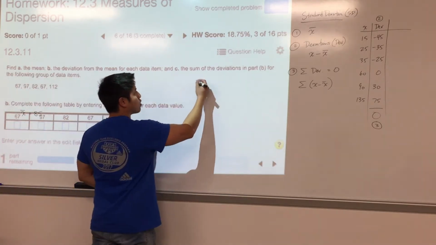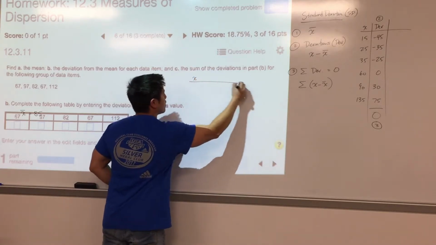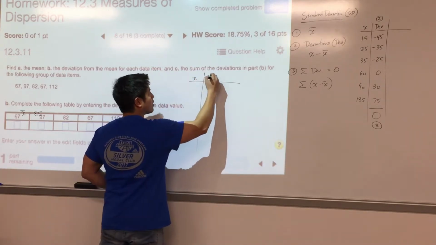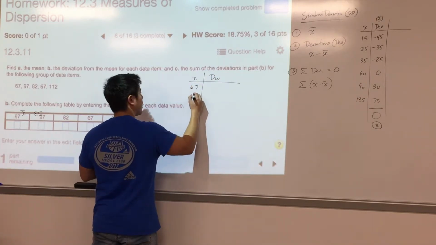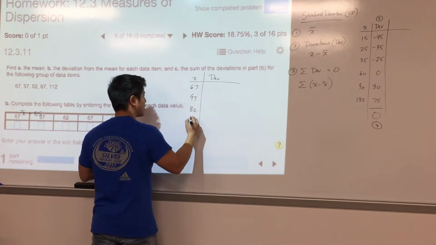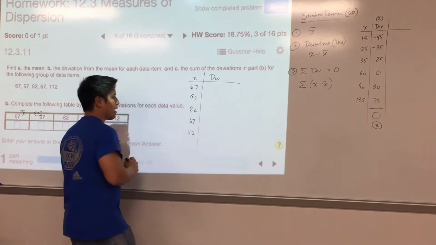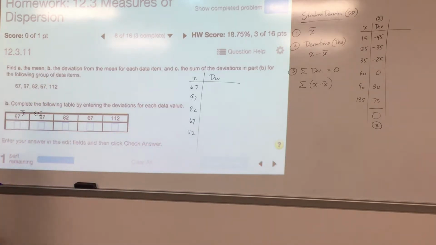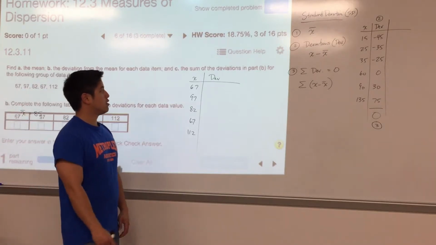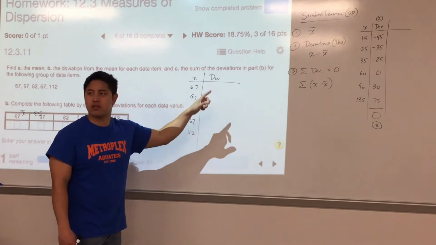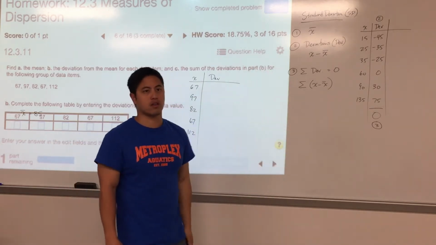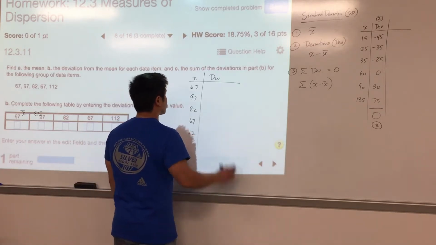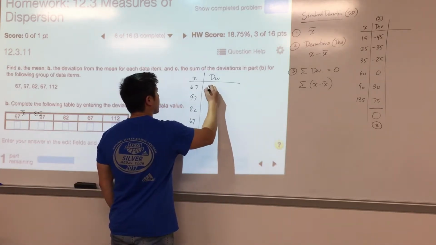So here we go. Let's create our own table right here. So x values. Then you're going to need to know your deviations. Here are our values: 67, 97, 82, 67, 112. Now, let's calculate our deviations. Deviations are always your x value minus your mean, not the other way around. Do not take the mean and subtract the x value. X minus your mean. So what's the first one, everybody? Negative 18. Negative 18, good.